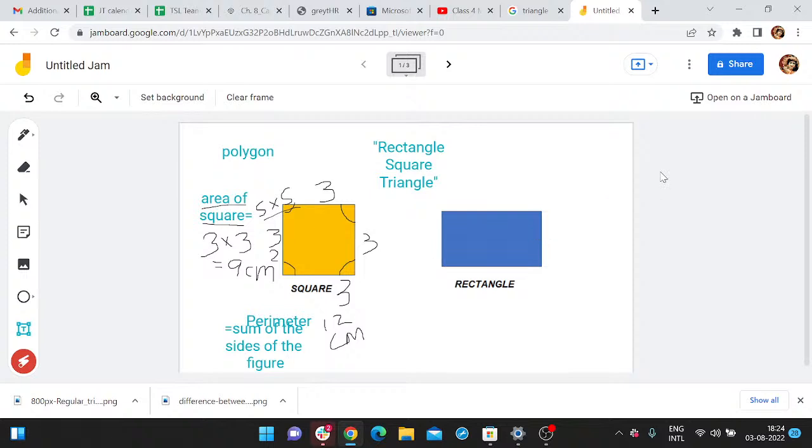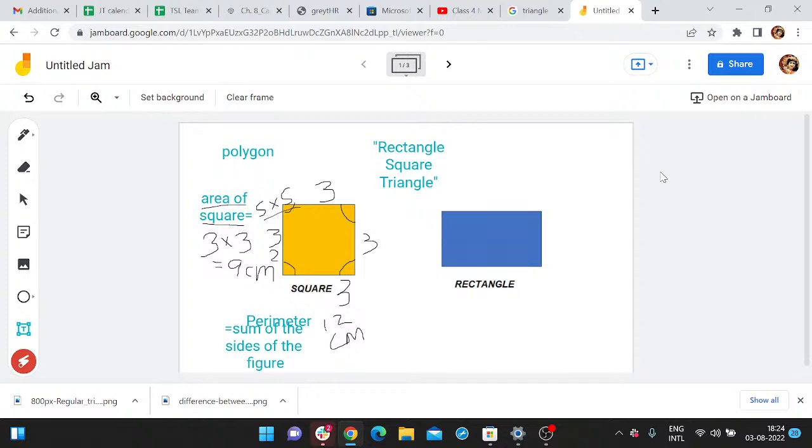So these two things are similar between a square and a rectangle. The only thing which is different is their lengths. A square is a thing which has all the sides equal, and a rectangle is the one which has two sides, like the opposite sides, equal to each other. That's how a rectangle looks.